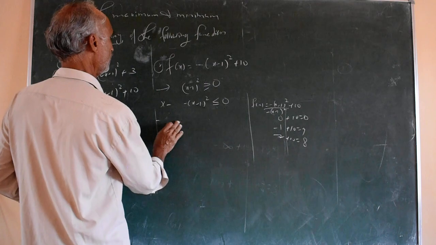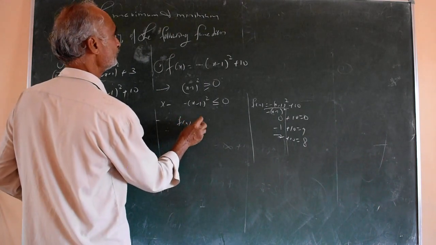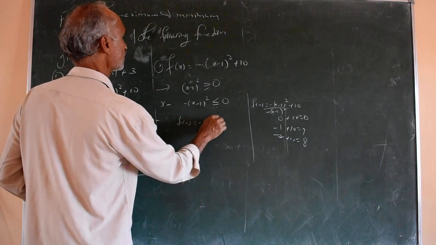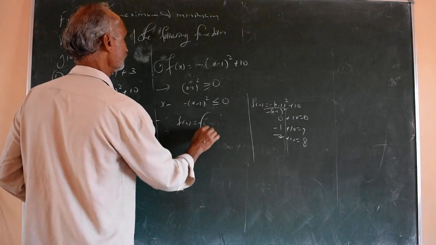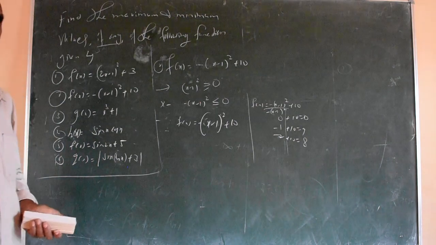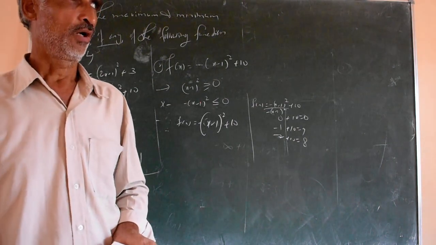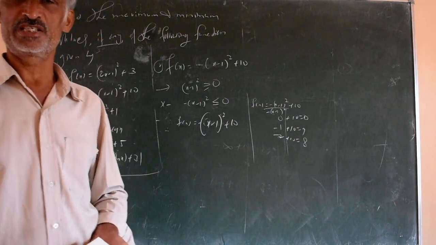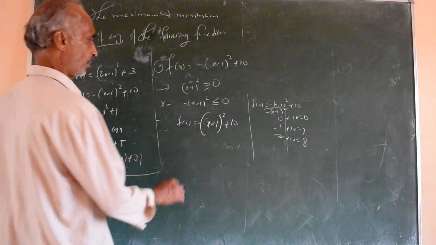Therefore, f of x is equal to minus of (x minus 1) the whole square. Based on numericals, actually, these are not necessary for the theory examination. Knowing the second derivative test is enough. But for CT, these are all very useful.